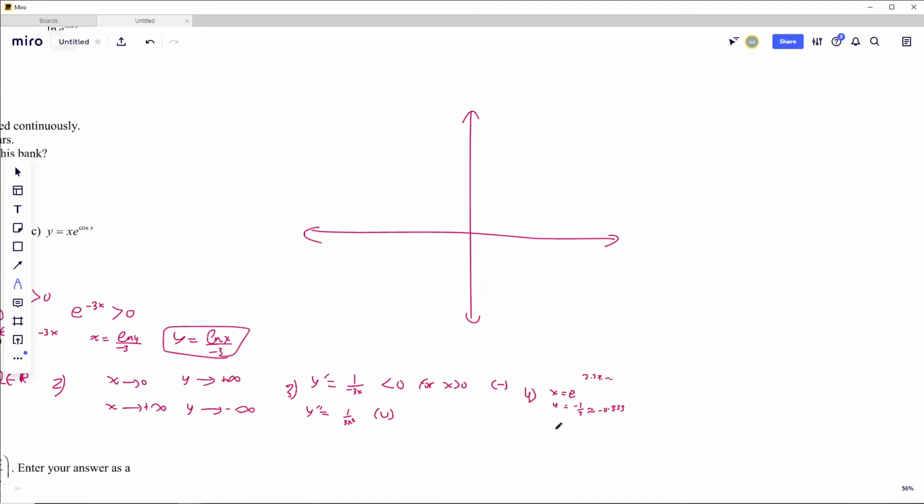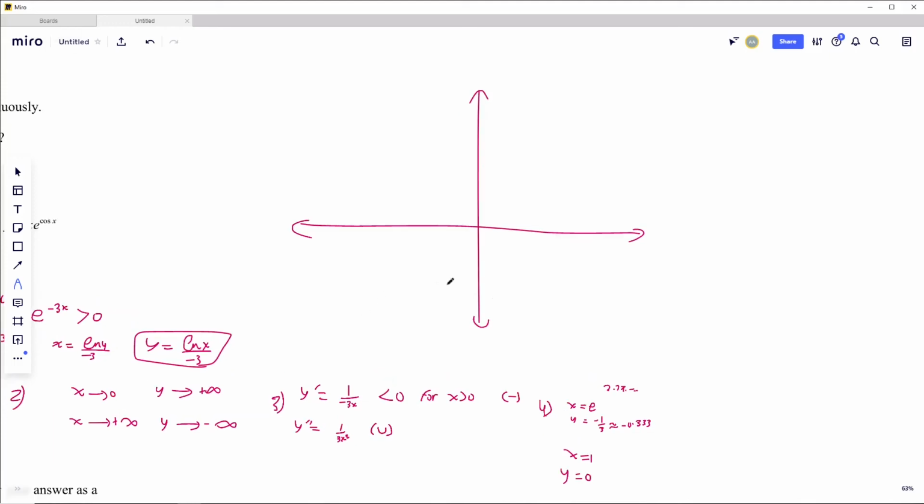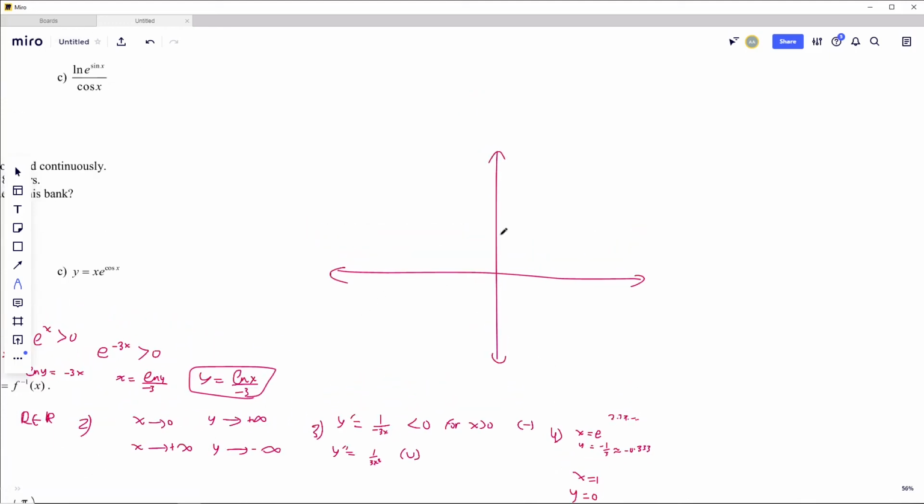So we were finding what x is when y is 0. If y is 0, x is 1. Why? Because if you put 0 here, 0 times minus 3 is 0, which equals ln of that. The only value of x in ln that gives you 0 is 1. Ln of 1 is 0. So we got 2 nice points, and let's plot them.